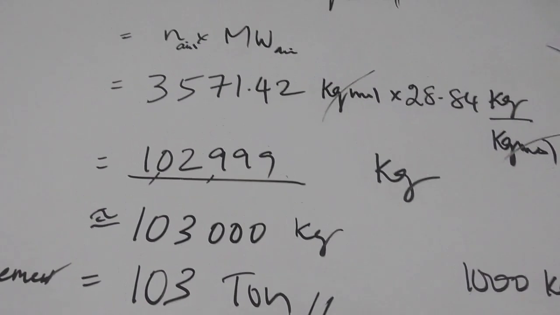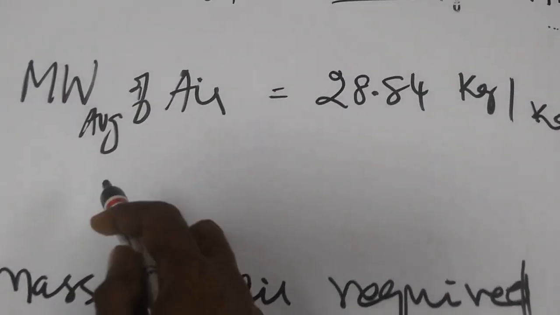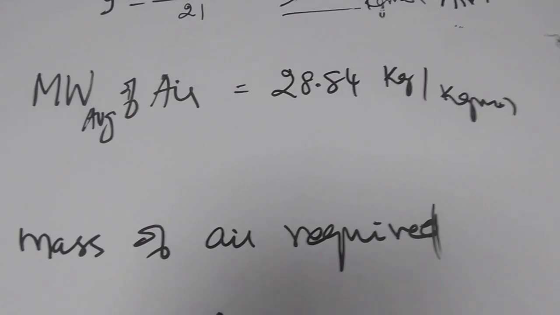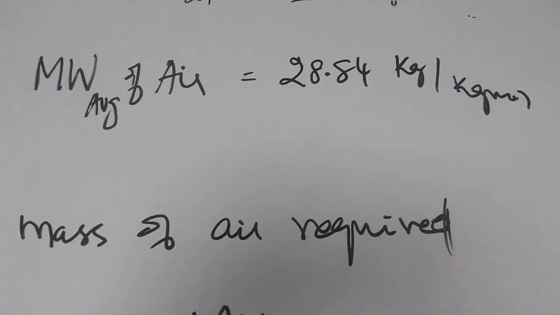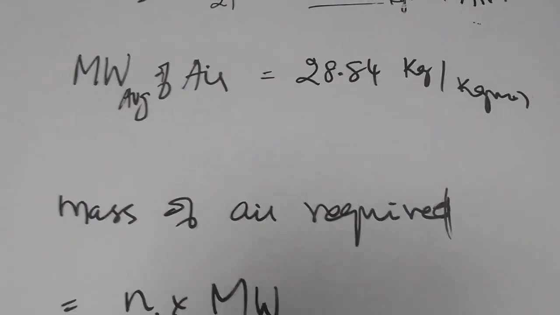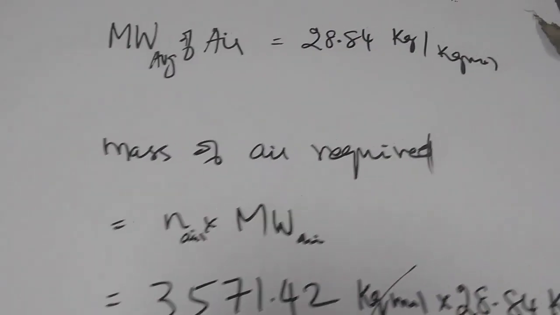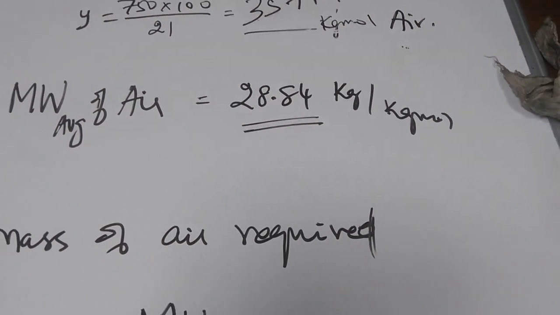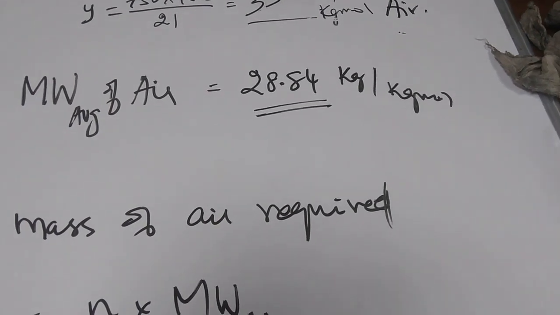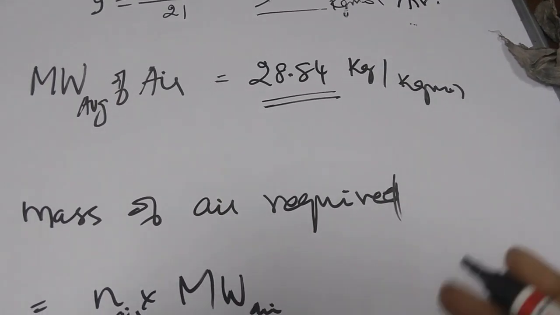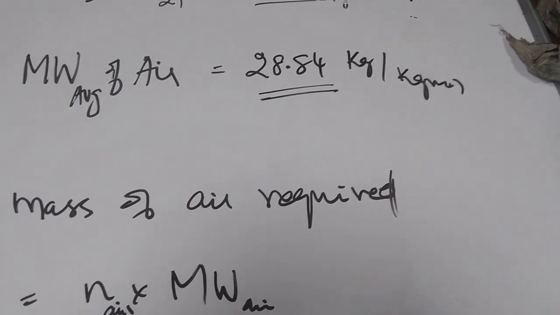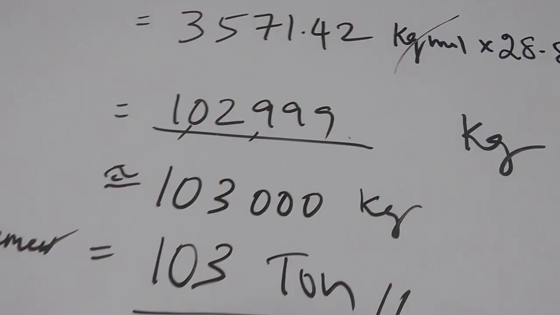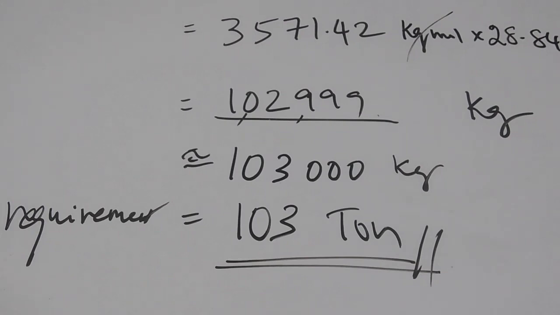This is only an application where we have to make use of the average molecular weight of air, 28.84 kg per kg mole, which we have determined in this chapter. Throughout this course, or even in your CRE course, master answer course, other design courses, even in your final year BTech project, we are going to make use of this value. So we should thoroughly remember the average molecular weight of air, 28.84 kg per kg mole. As I said earlier, you can even use 29 kg per kg mole. So in this problem the final answer is that the air requirement is 103 tons.